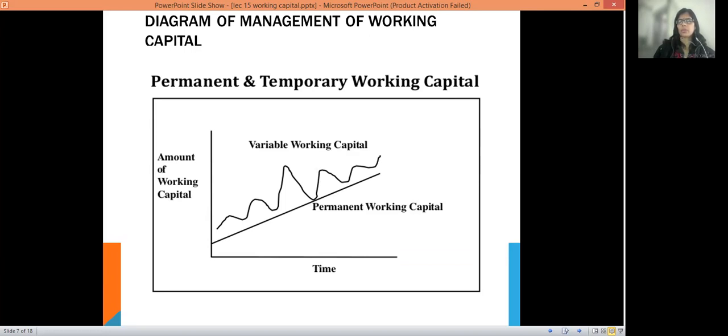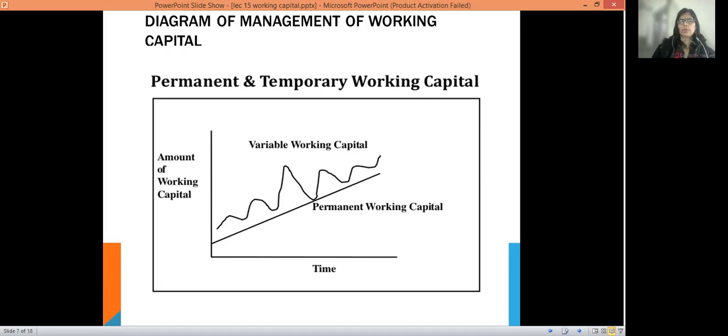In this, the straight line shown in the picture shows the permanent working capital. That means that is intact. You are not going to make any changes in that. But the line which shows the ups and downs is related to the variable capital, because in variable capital the requirement varies from time to time. Sometimes it goes down, and sometimes it shows a peak. So these ups and downs show the variable working capital requirement, and this straight line shows the permanent working capital. So permanent working capital is intact, and variable working capital goes on changing.